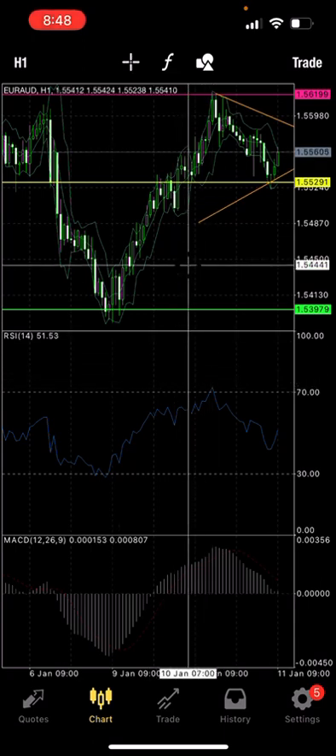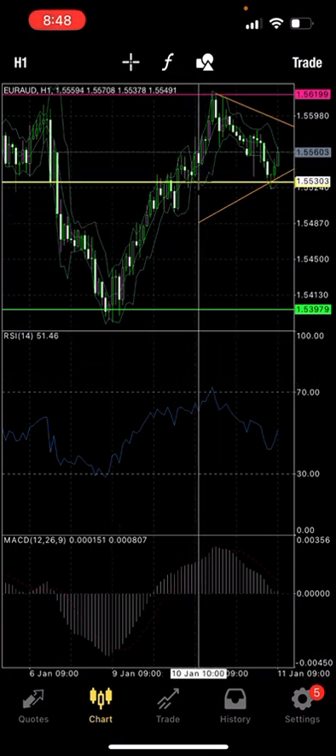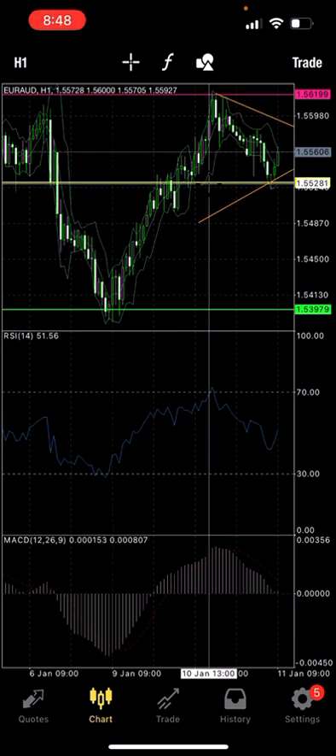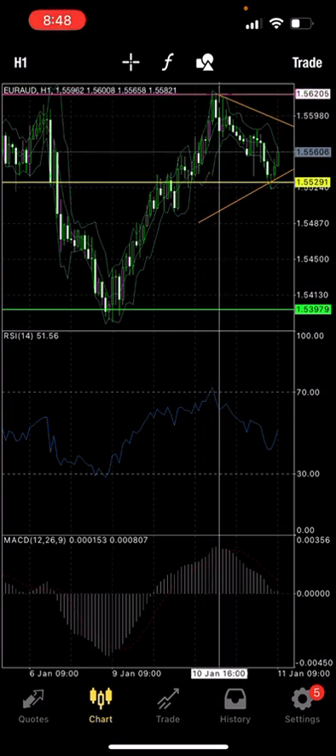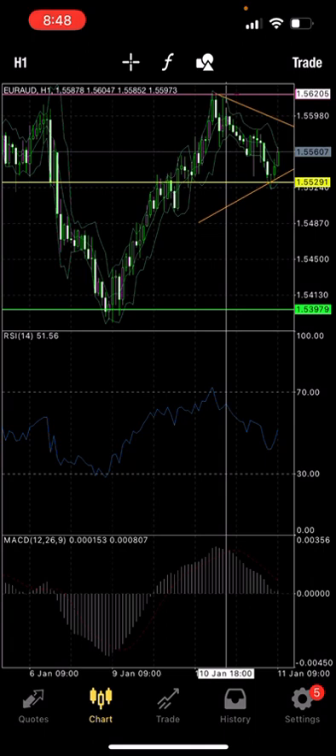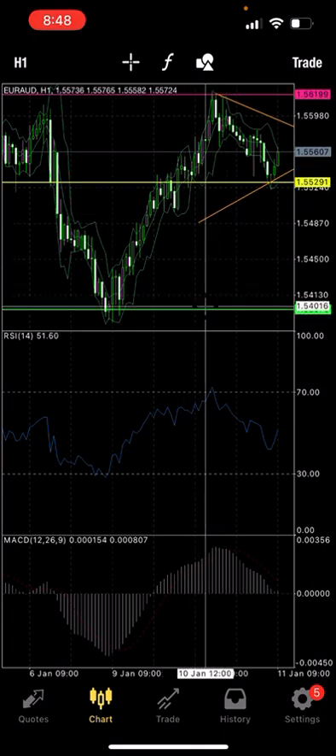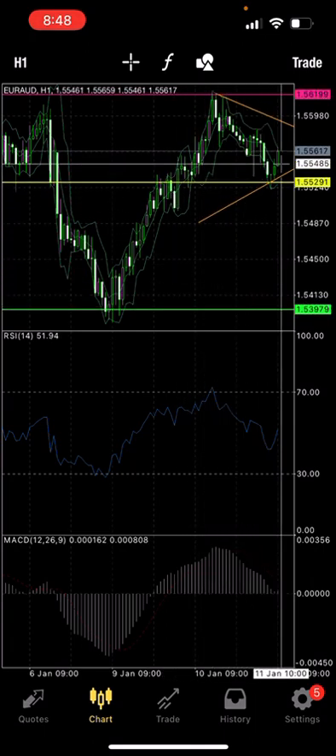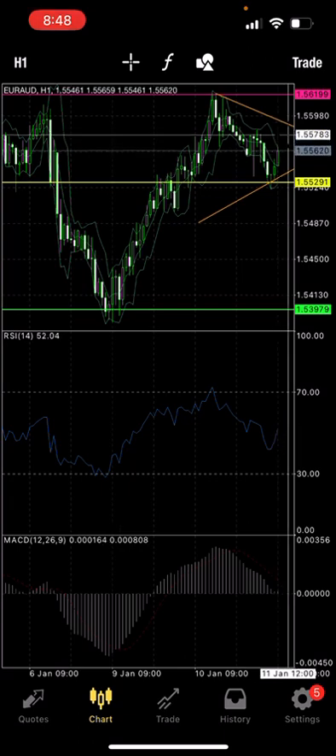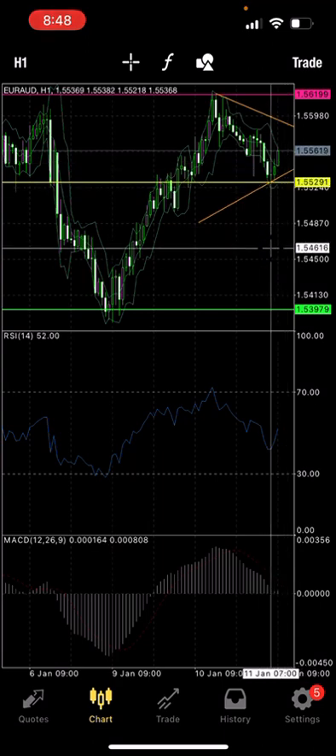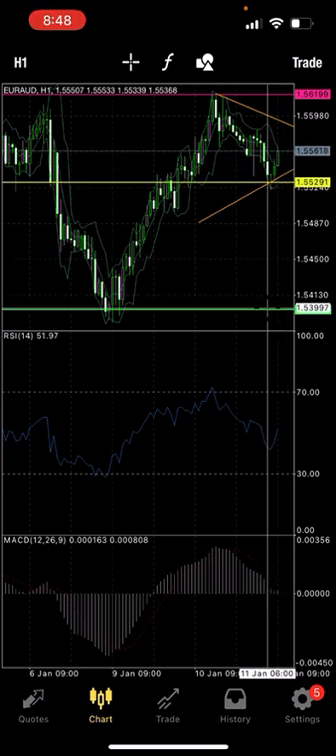We have placed our sell stop order here. We put our stop loss right here, and then we have our take profit here, and we're waiting for the price to complete this pattern. Right now it's going up a little bit, and it will rally down, break our entry level, and come to our take profit level.